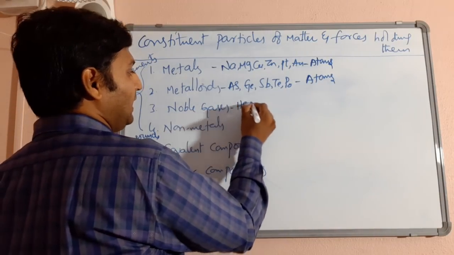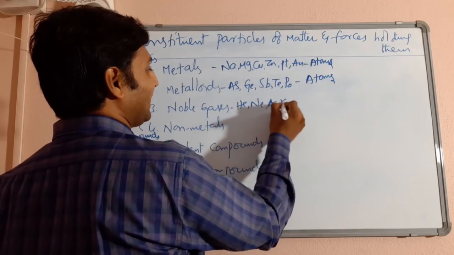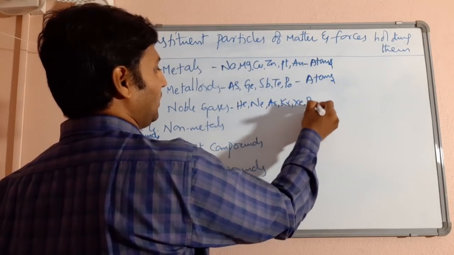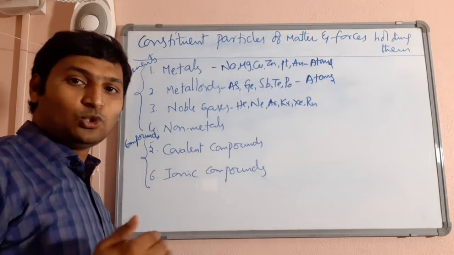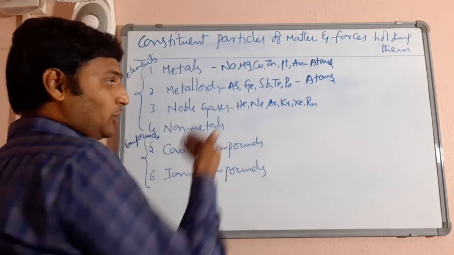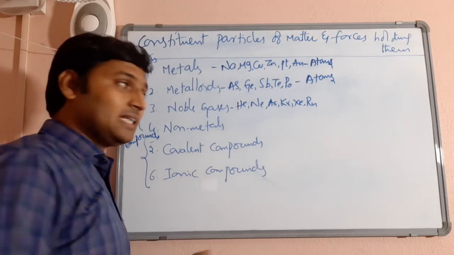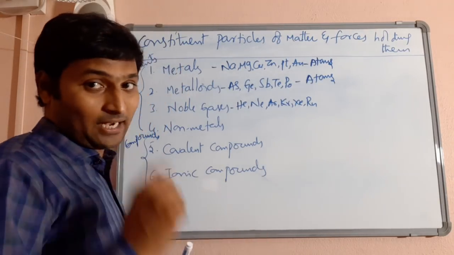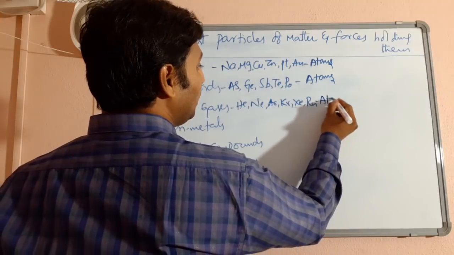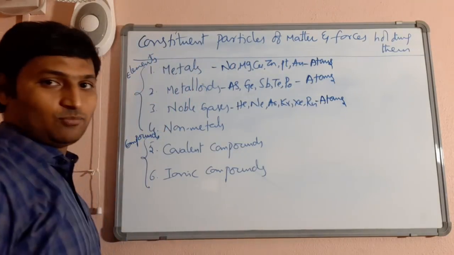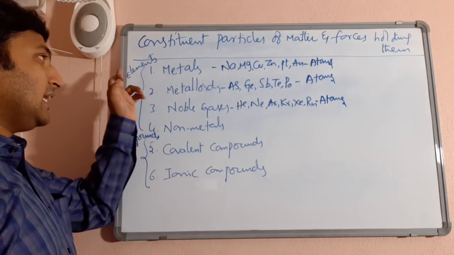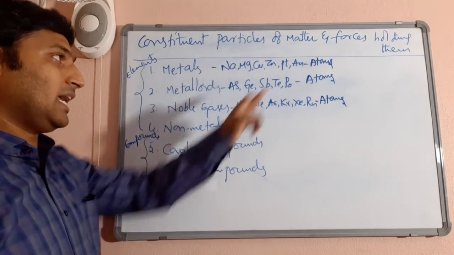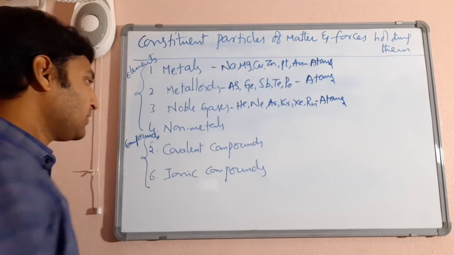Similarly, helium, neon, argon, krypton, xenon, radon. Again, when I ask you to represent noble gases, how are you representing? Using symbols, and symbols represent one atom of an element. That means noble gases are also made up of atoms. So, conclusion: among the elements, metals, metalloids, and noble gases are made up of atoms.